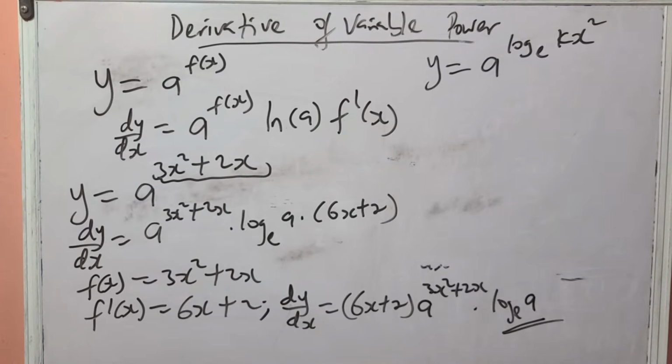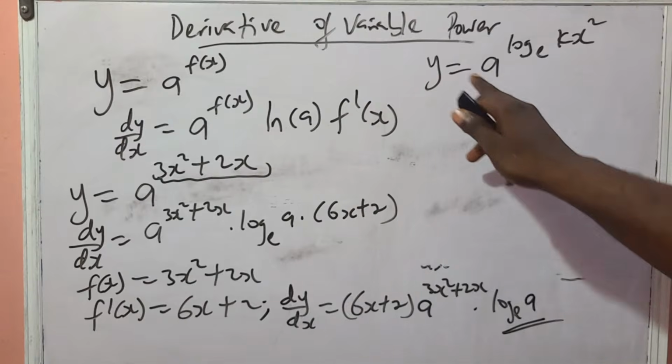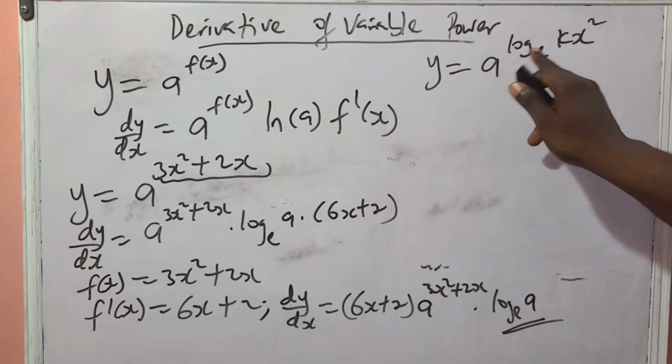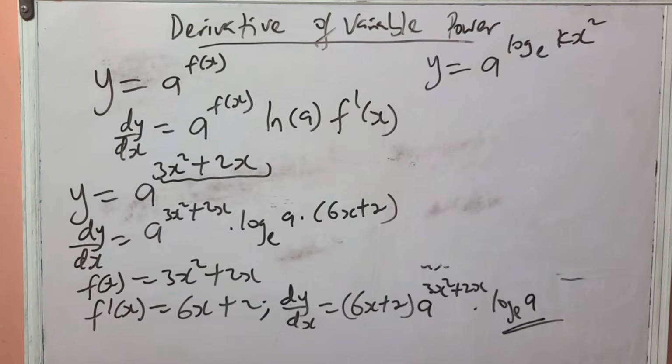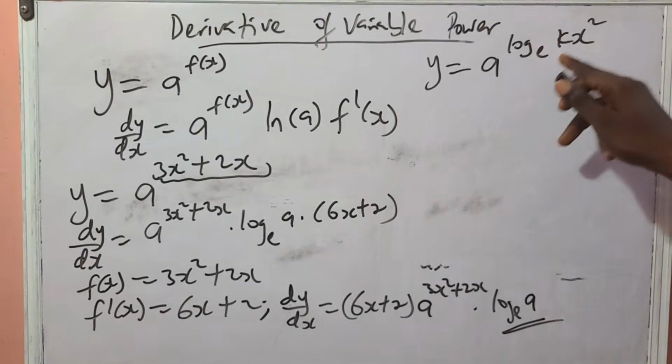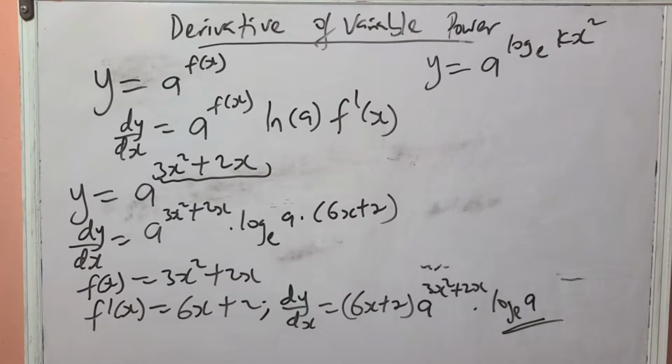Look at the question. This is the question. Y equals a raised to power log e kx squared. Y equals a raised to power log e kx squared. So can you make an attempt on this?